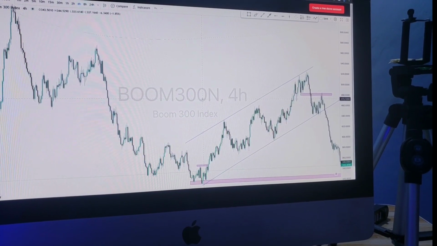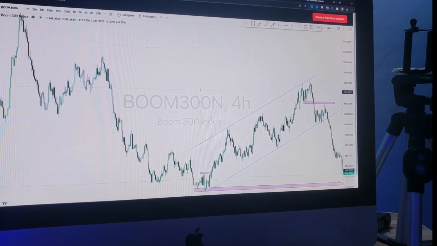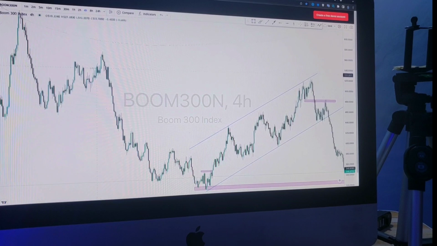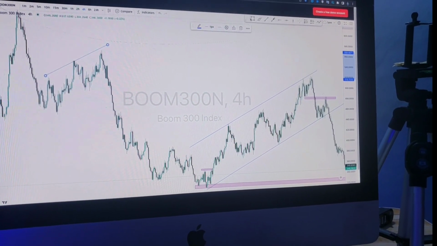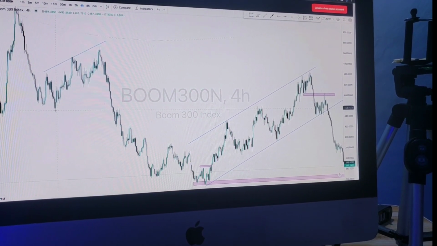One of the things I've seen that you can easily trade is Boom and Crash. For me, you have to trade with what works best for you. You have to analyze the market and use what you understand best.